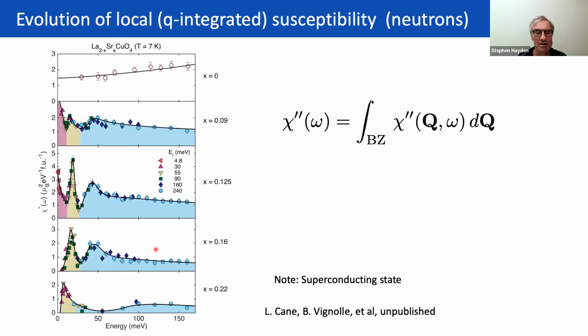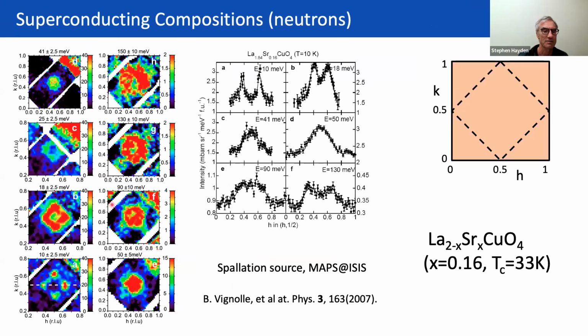You mean this one, or? Yeah, I believe so. So the blue region is all at 1/2, peaked at 1/2. Is that right? No, this is integrated. This is basically an integral over this.